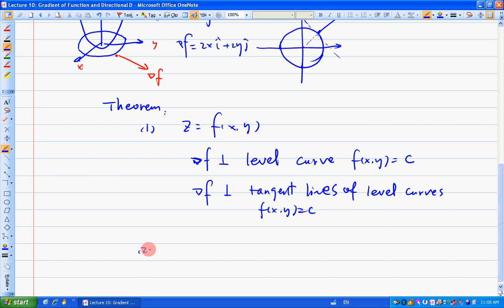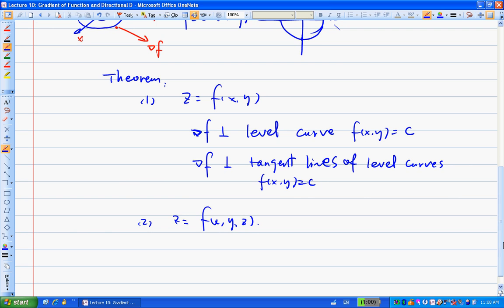So how about a function of three variables? You can also calculate del f, right? And the del f for two variables is a 2D vector, and this one here is a 3D vector. So very similarly, when you calculate the gradient vector for a function of three variables, what you get is a 3D vector, and this vector is perpendicular, right?